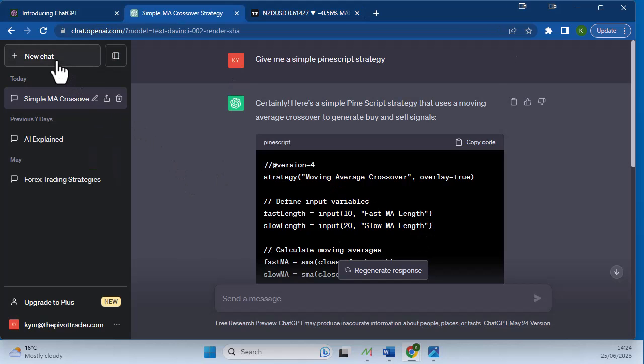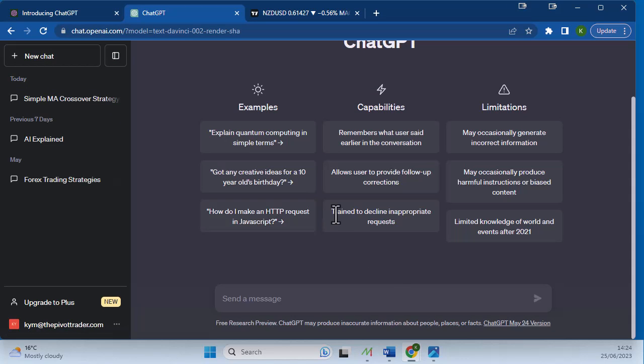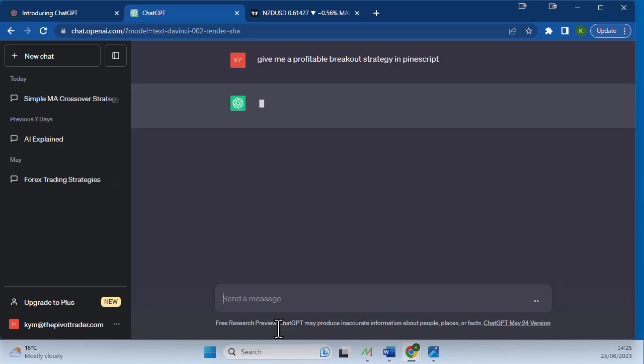Coming back then to ChatGPT, and let's look at some more questions here. Let's put in something a little bit more. I'm just thinking of a strategy. Okay. So let's see if we can get it to give me a breakout strategy. Actually, let's be a bit more specific this time. And ask it to give me a profitable breakout strategy. There we go. In Pine script. So you've got to all the time ask the questions.